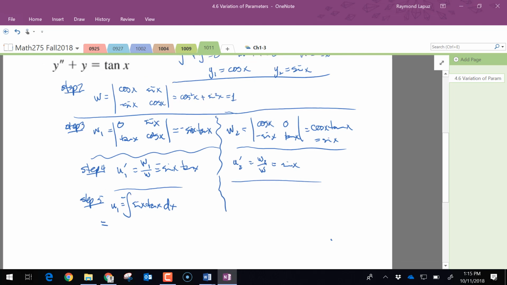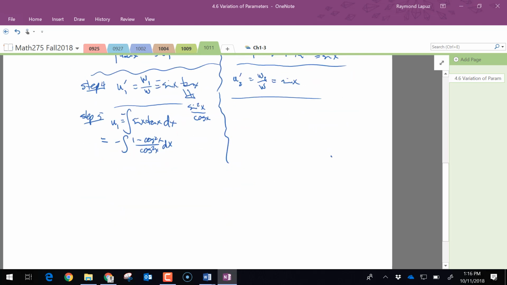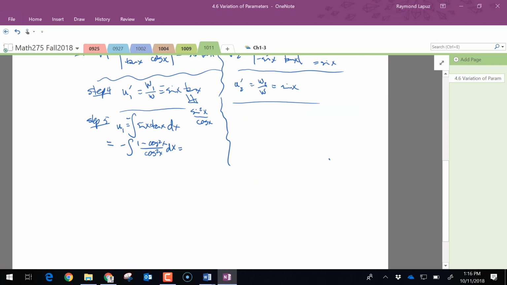So sine times tangent is sine squared x over cosine x, right? And then if we write the sine squared as 1 minus cosine squared, I think we might be getting somewhere. 1 minus cosine squared x over cosine x dx. And cancel the cosine, you have a negative integral.